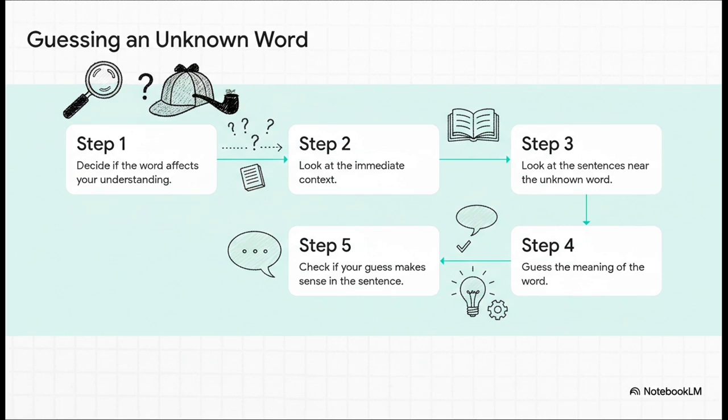First, you hit an unknown word. Ask yourself, do I even need to know this word to get the gist? If the answer is yes, then look at the words right next to it for clues. Then zoom out, look at the whole sentence, maybe even the sentence before and after. Make an educated guess, and this is the most crucial part, plug your guess back into the sentence. Does it make sense? Does it fit? Suddenly, every book you read becomes a vocabulary lesson.